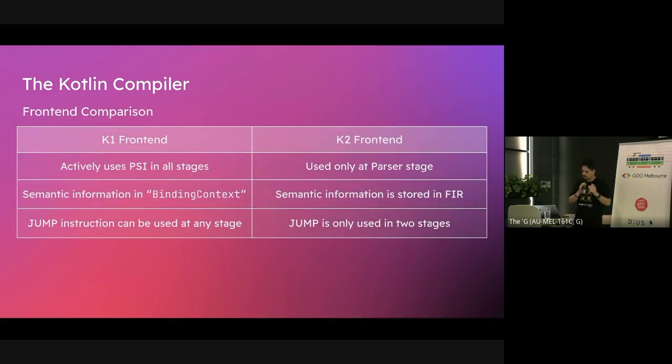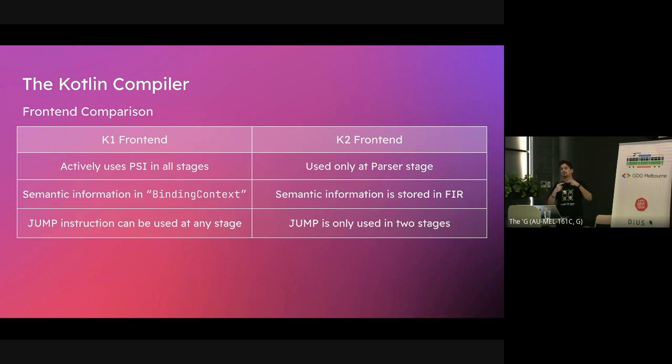Okay, a comparison between K1 and K2. So far, whatever I've spoken is mostly around K2. K1 does obviously very similar stuff, but in a very different way. It uses the PSI everywhere. It doesn't have the concept of FIR. It holds all the semantic information in this massive map of maps called binding context.